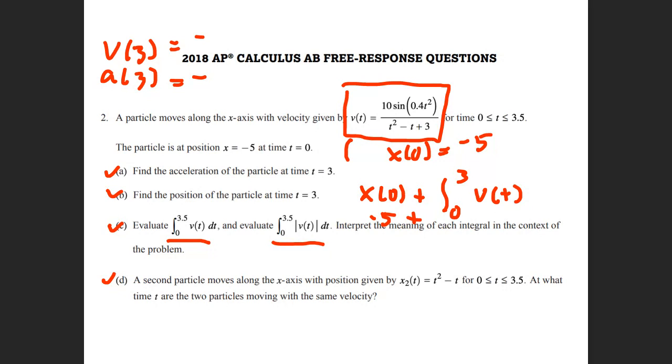Oh no, my calculator just turned off. I know my batteries are starting to die on this thing. I can barely see it.